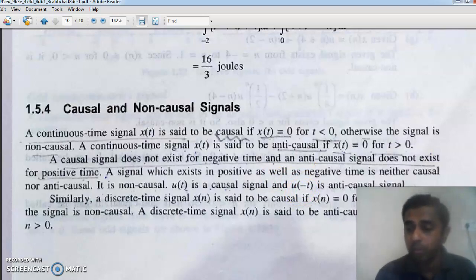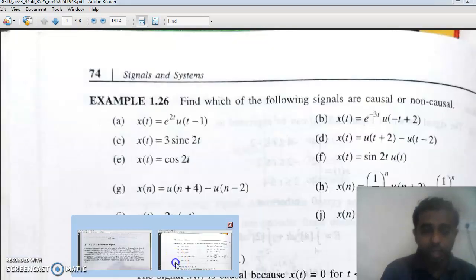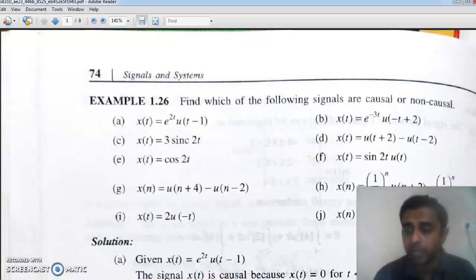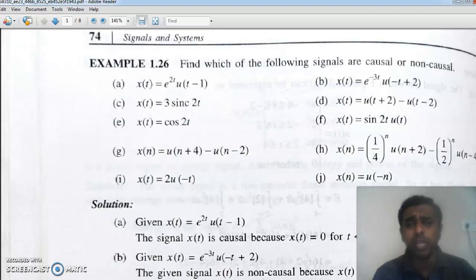Okay, now similarly you can have it for x of n also. x of n is causal if it is having values equal to 0 for n less than 0, and if it is non-causal, it is having values only for n less than 0, and for n greater than 0, x of n is equal to 0. Okay, now we'll see some examples of that. So these are the examples. We'll see a few examples. Okay, just look at the question and we can just write whether it is non-causal or causal.